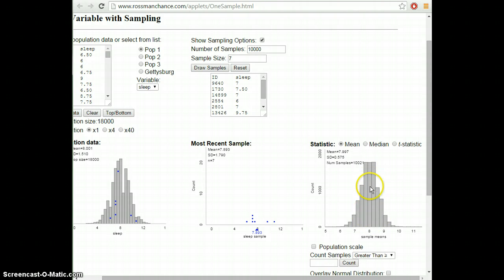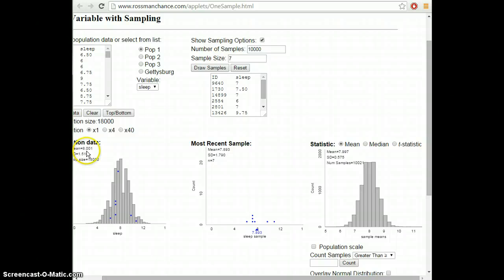And keep in mind, each one of these points is not a single student. Each one of the blocks that make up this count, so here if we go over here we have maybe 1,700. That's not 1,700 students. That's 1,700 sample means, where each sample size was 7, calculated the mean, plotted it over here.